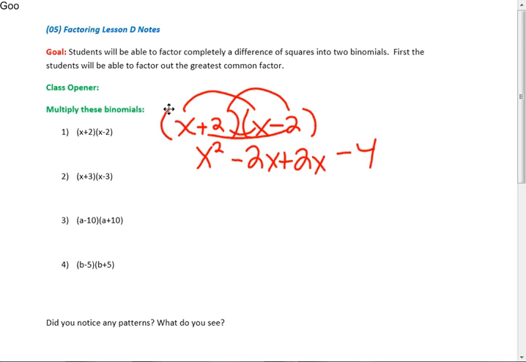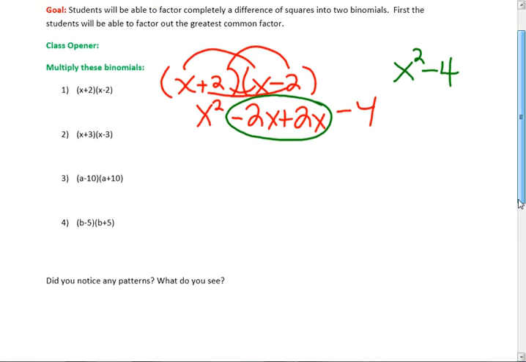Do you know how to multiply? This is a positive 2 and a negative 2, negative 4. But what happens here, Joey? What happens there? It cancels out. So you get x squared minus 4.